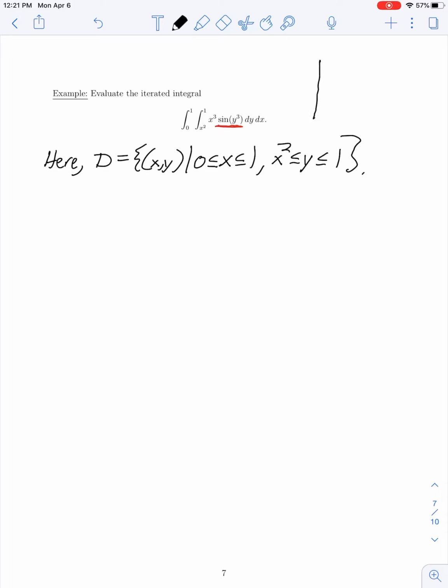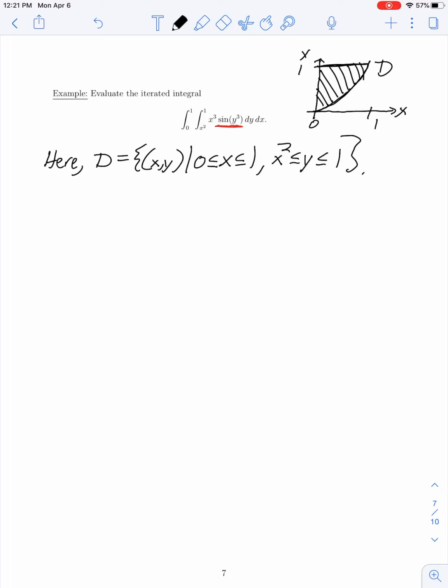Here, our x values are ranging from 0 to 1, and our y values are bounded below by y equals x squared, so that is the parabola with vertex at the origin opening upward, and above by the constant y equals 1. That is the horizontal line passing through 1. So here we're looking at the shaded region D, and let's see if we could describe this as a type 2 region instead of a type 1 region.